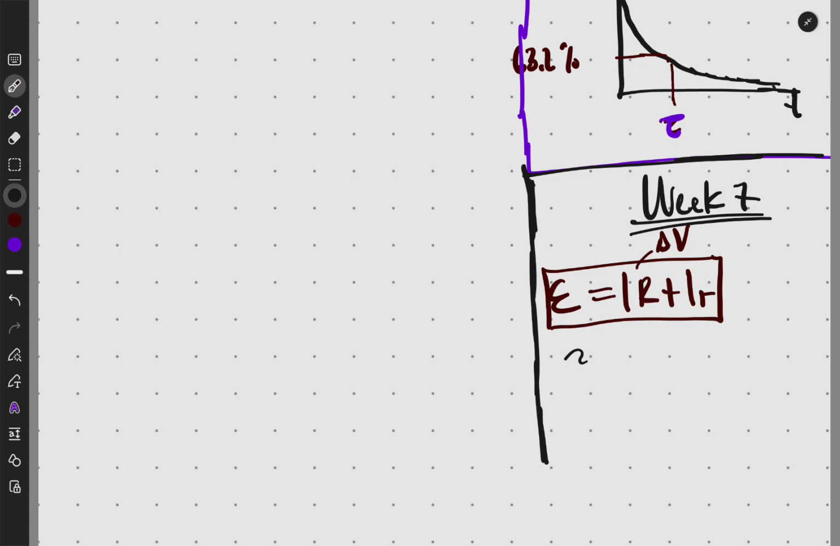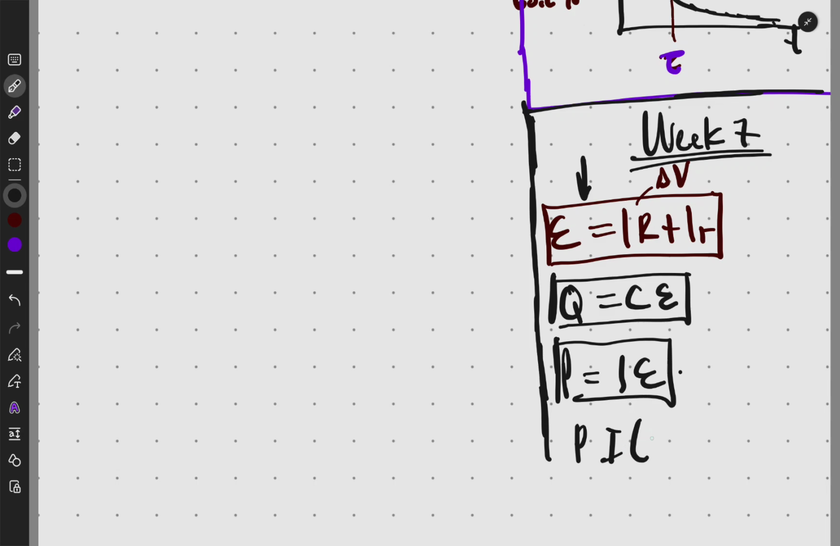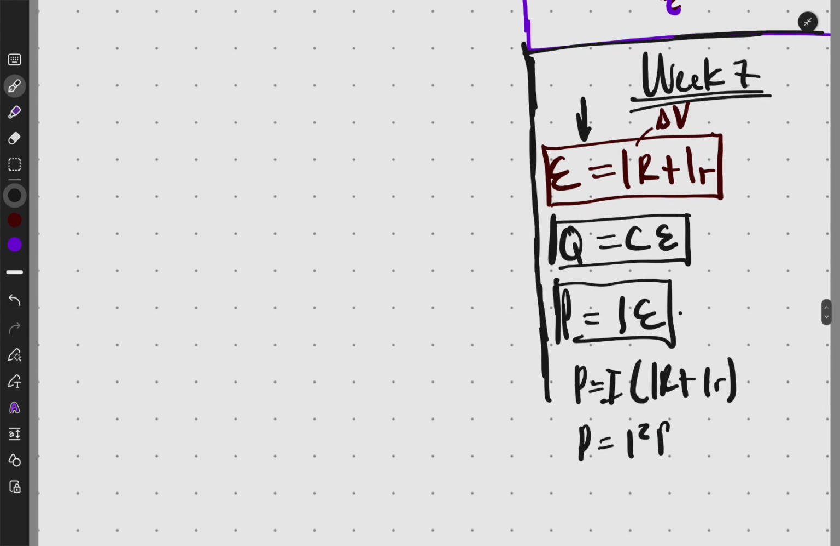Now, if we have E, then for maximum charge, Q is CE. Then what else do I need? For power generated, we have IE, and your E will be this. You can first find E and then multiply by I, or you can just replace E with IR plus Ir. So power is equal to I squared R plus I squared small r. Okay, that's another one.